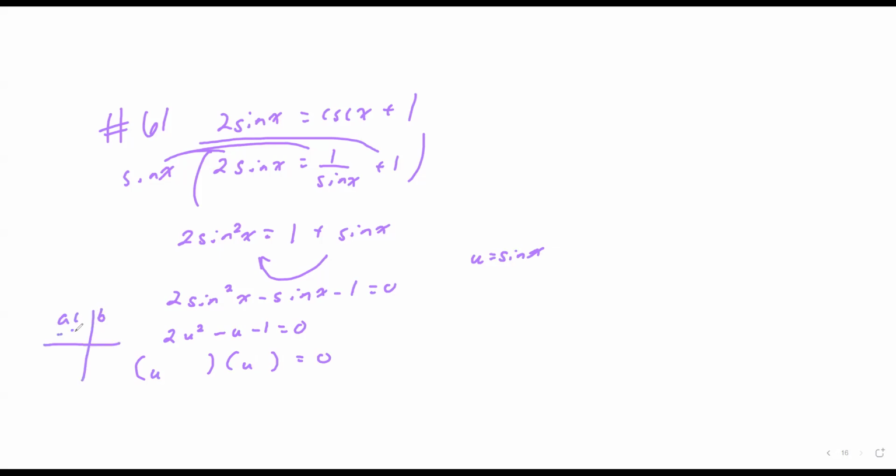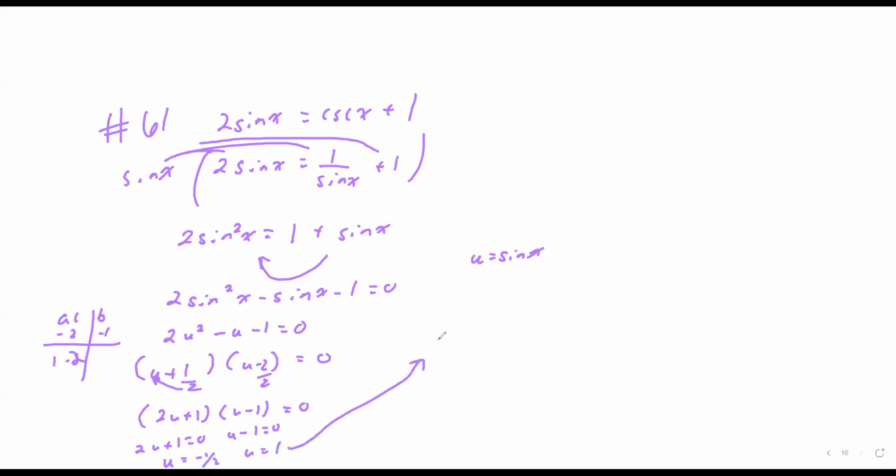So 2 times negative 1 is negative 2. I want to add to negative 1, so it has to be this: plus 1 minus 2. Now divide these by 2. Couldn't reduce. So this is 2u plus 1, and this becomes u minus 1. So 2u plus 1 equals 0, u minus 1 equals 0. So u equals negative 1/2, u equals 1.